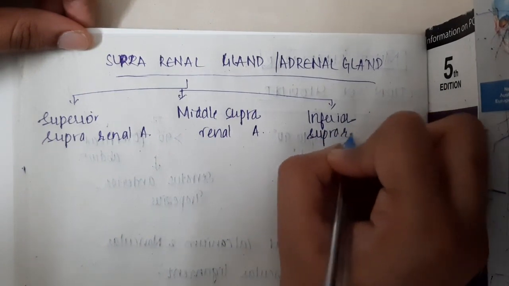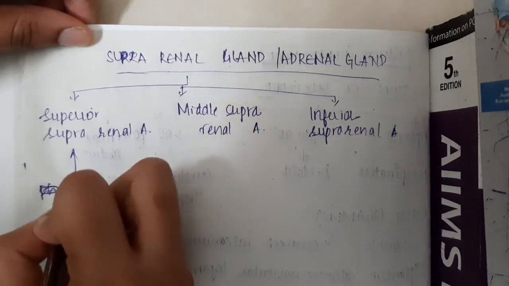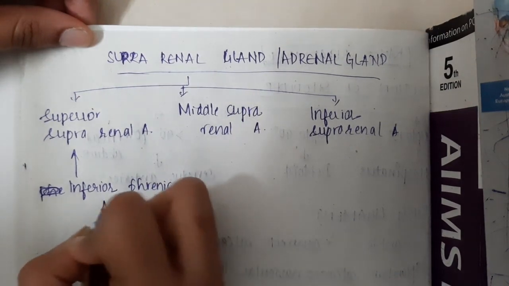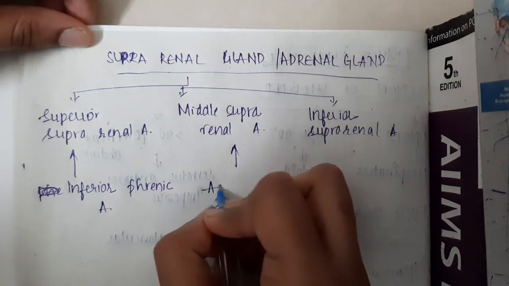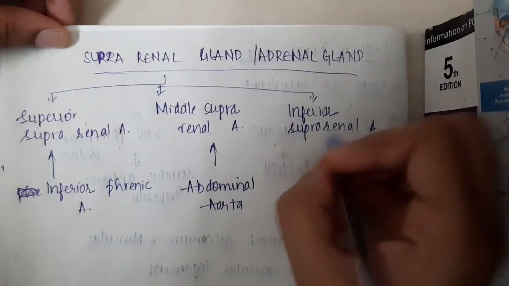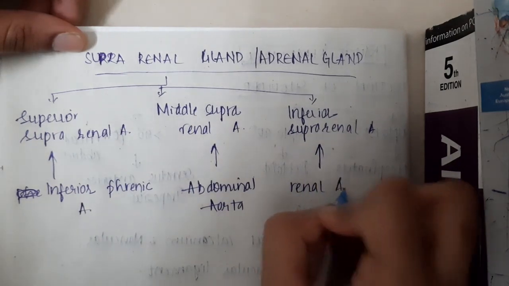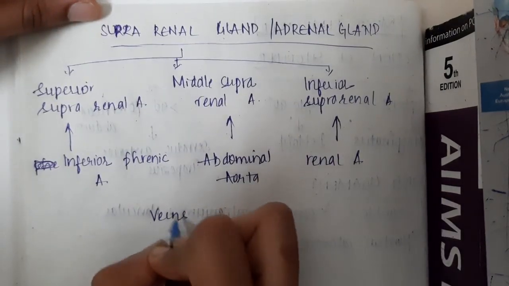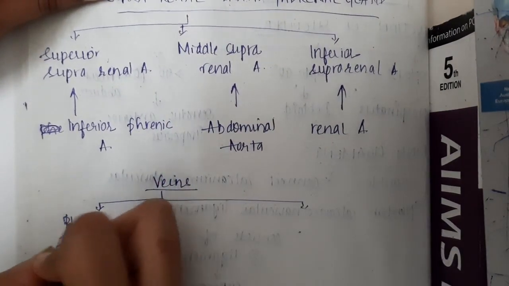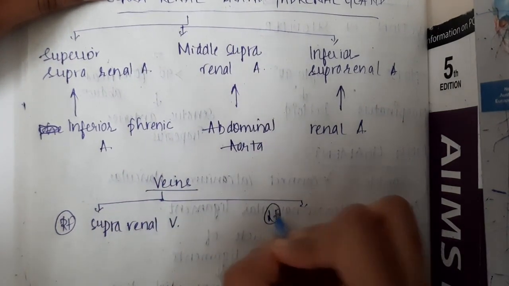The superior suprarenal artery is a branch from the inferior phrenic artery. The middle suprarenal artery is mainly from the abdominal aorta, whereas the inferior suprarenal artery is a branch of the renal artery. These are the arteries. The veins of the suprarenal gland are mainly of two types: the right suprarenal vein and the left suprarenal vein.